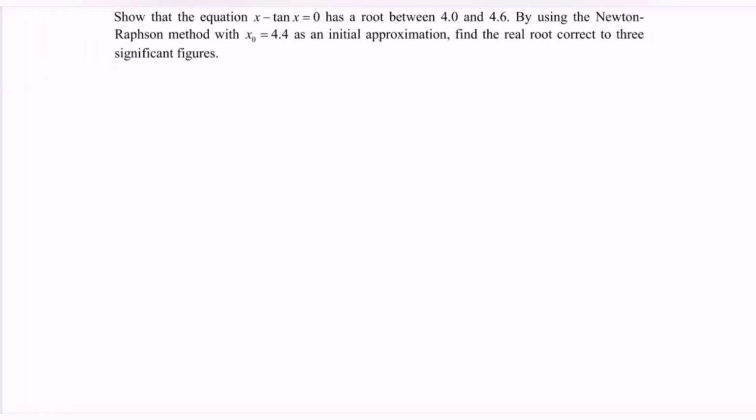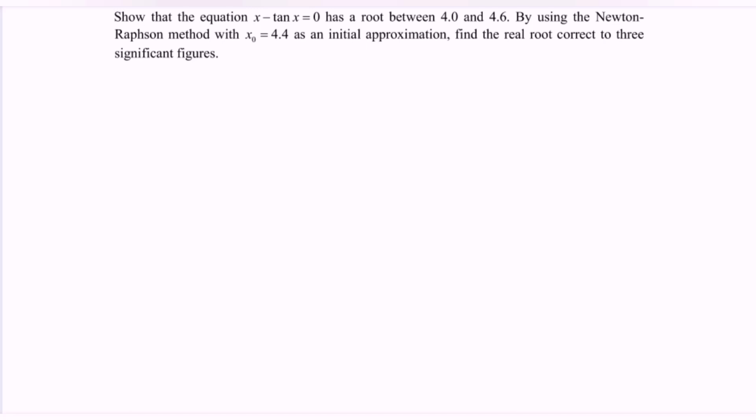Hello everyone, in this video I'm going to discuss an example for Newton-Raphson. Kindly refer to the question. Show that the equation x minus tan x equals 0 has a root between 4 and 4.6. By using the Newton-Raphson method with the initial value x0 equal to 4.4 as an initial approximation, find the real root correct to 3 significant figures.